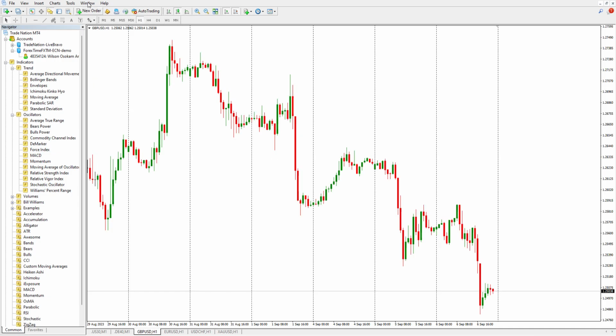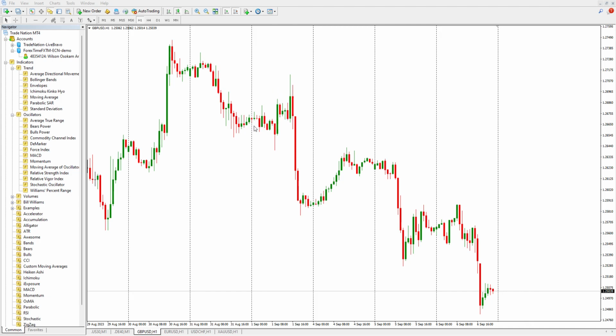I'll click on new order. So the same thing is applicable for a buy. All I need to do is reduce my lot size, which is the volume. I'm going to be using half a lot, which is 0.5, so that you understand. So I'll click on buy.